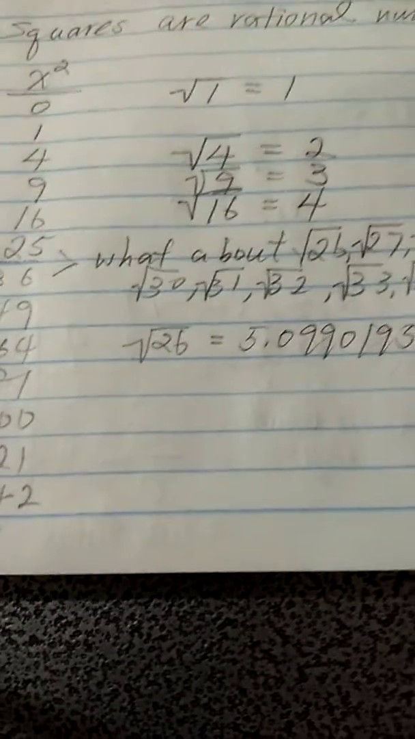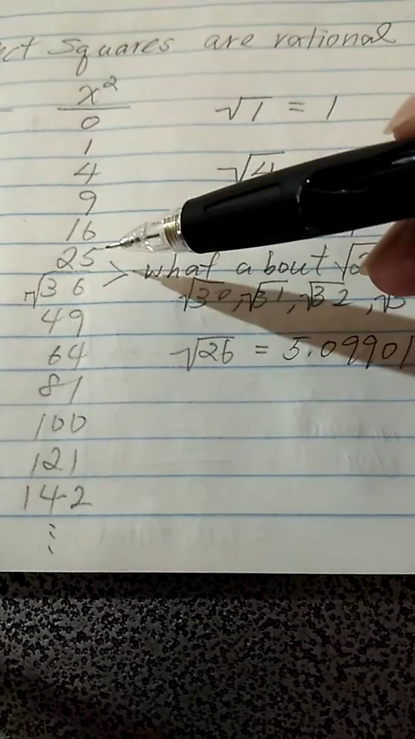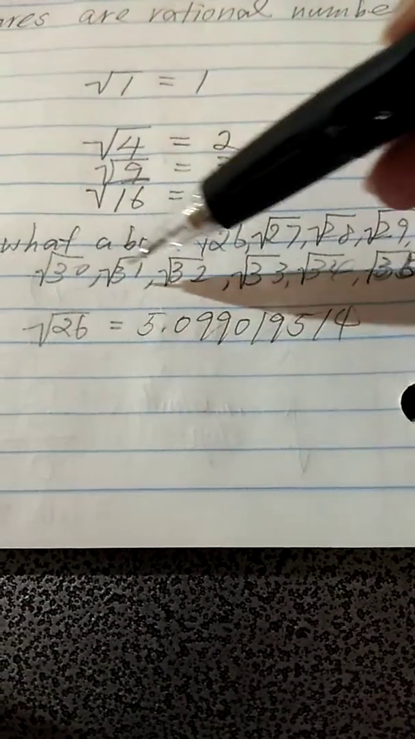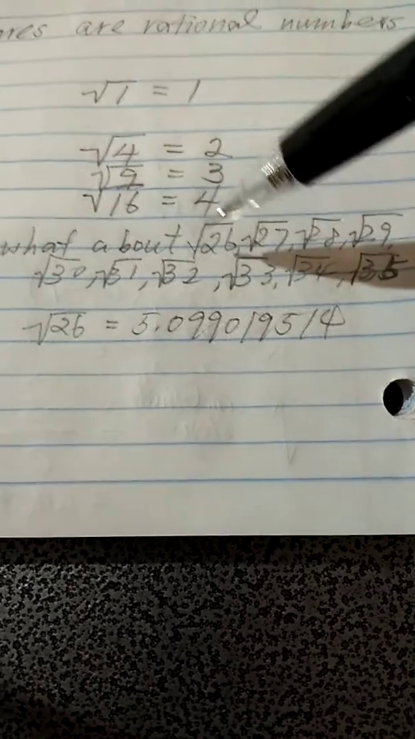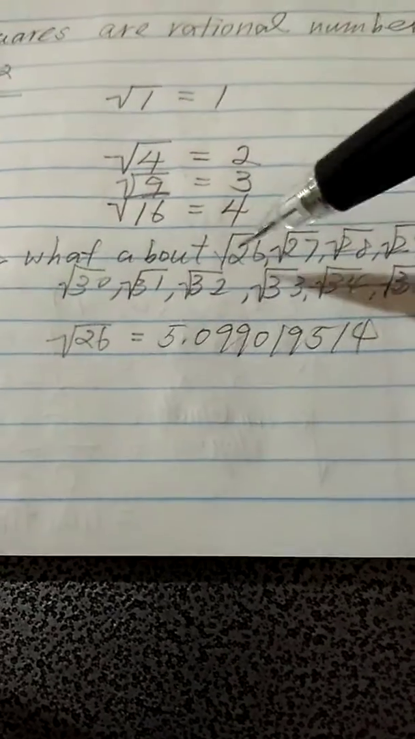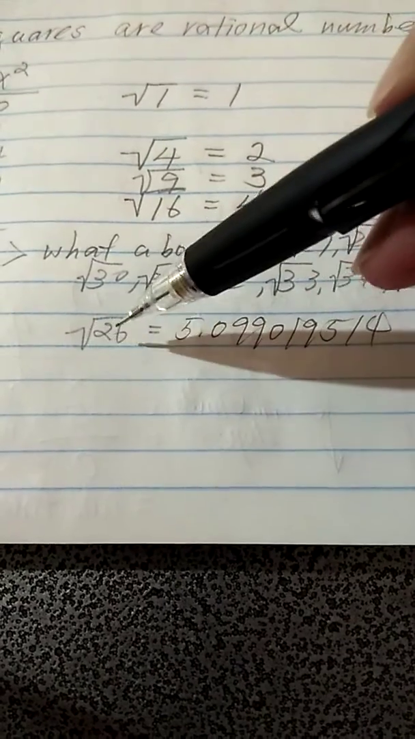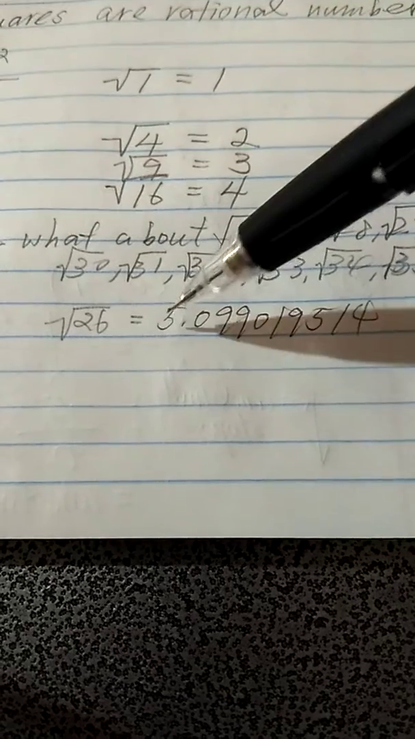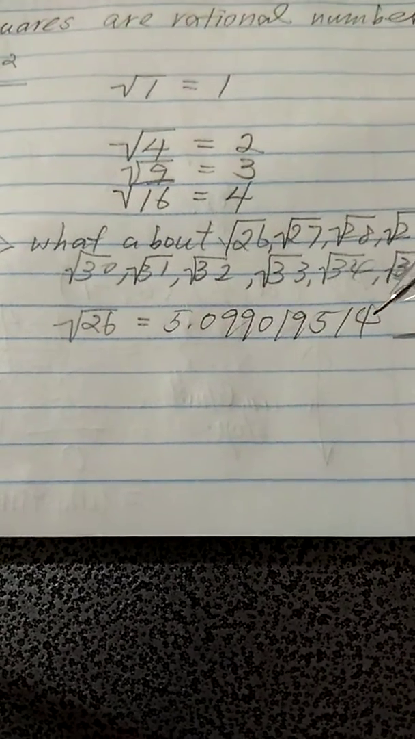So for example, between 25 and 36, you have 26, 27, 28, 29, 30, 31, 32, 33, 34, and 35. None of these numbers are perfect squares, but you can still find their square root, can't you? Yes, you can. You can put that into the calculator. And if you take the square root of 26, you will get a number that's 5 point, and then a very long string of decimals after.